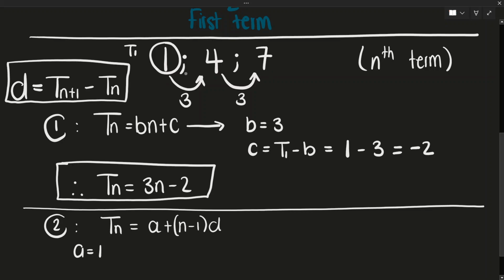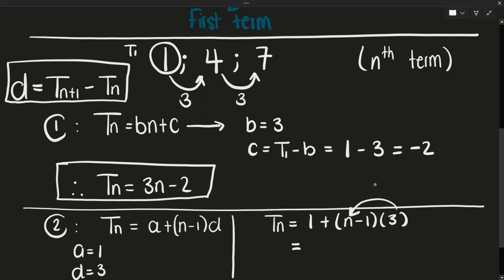And I said that d is equal to the constant difference. So d is equal to 3. Now that we have this information, substitute it into the formula. So you now say Tn is equal to 1 plus n minus 1 times 3. But remember what I said, when you quote your final answer, it must always be written in the form Tn is equal to Bn plus C. So you continue it.